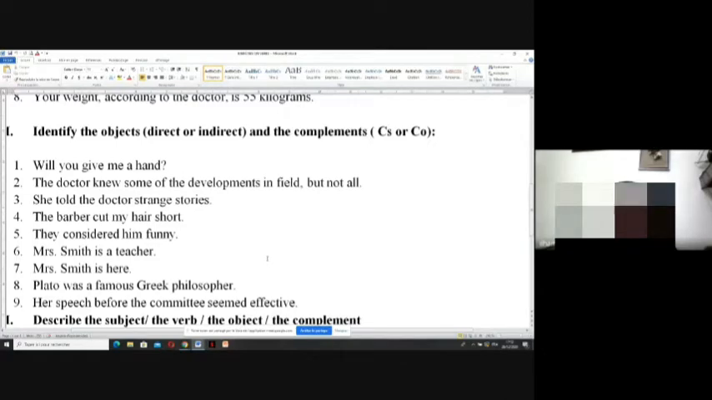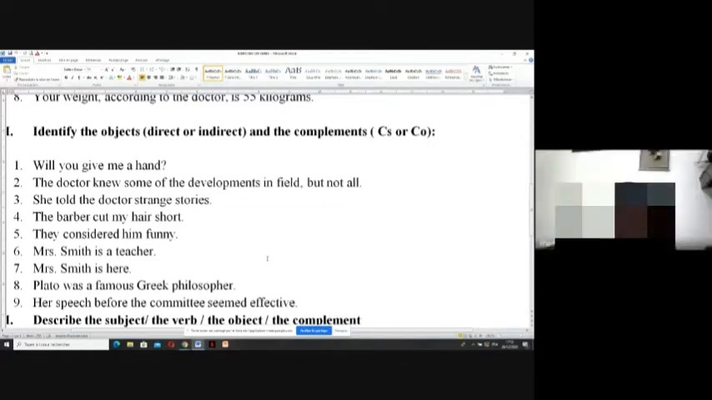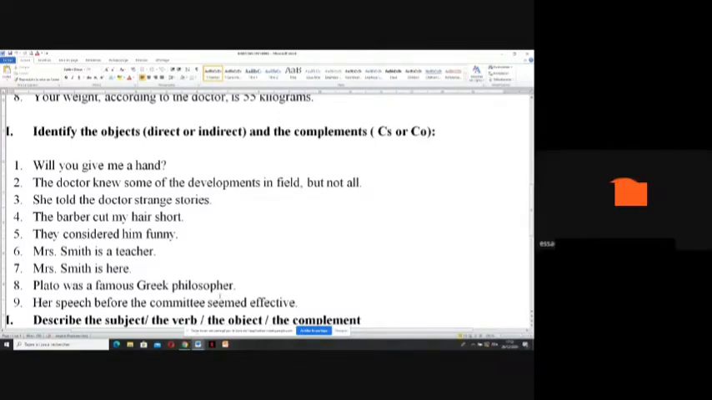Number 7. Can I do it? Yes. State your name, please. Maria Sada. Okay, Maria. So Mr. Smith is here. Mr. Smith is a subject. Is a linking word. Here is an intransitive verb.